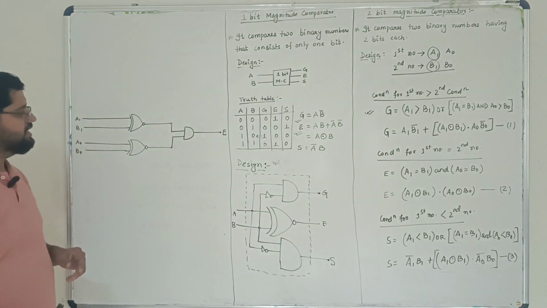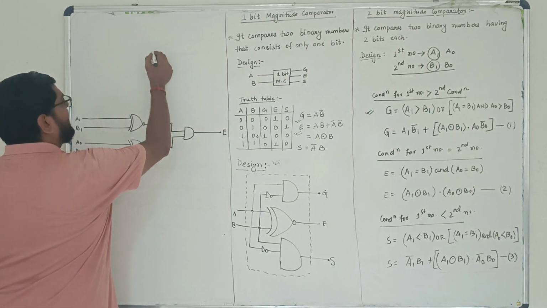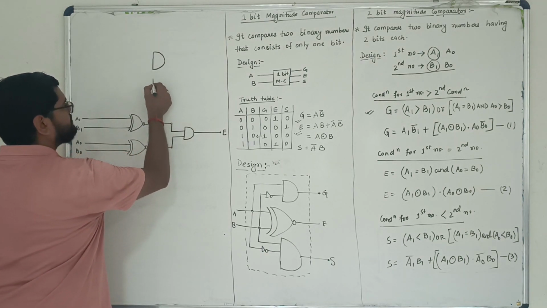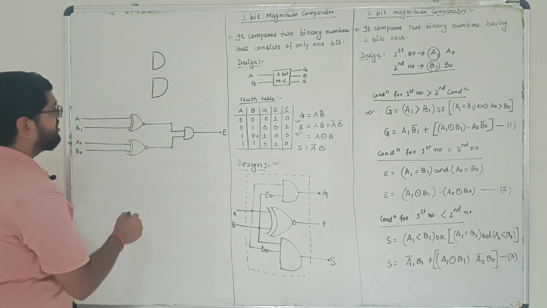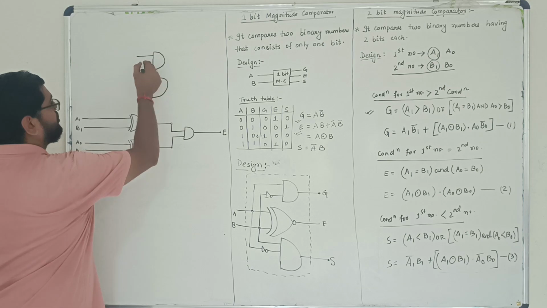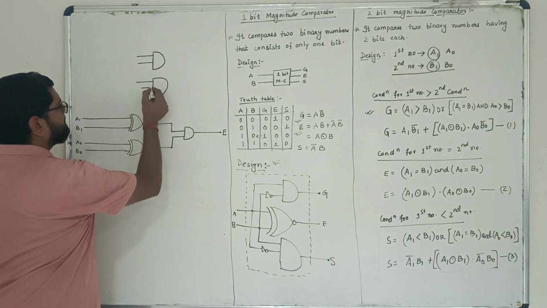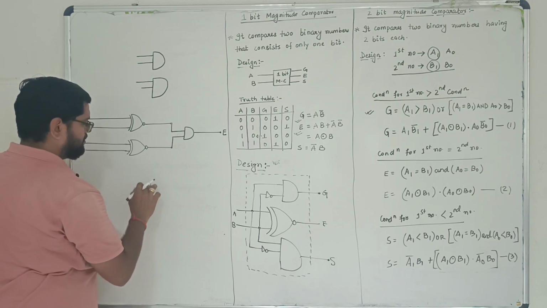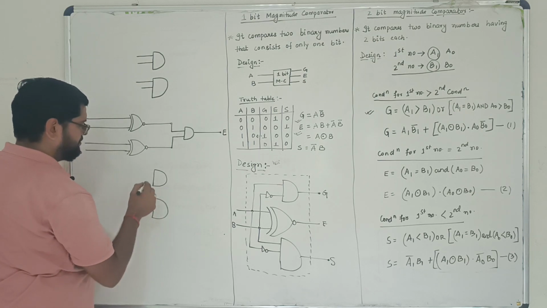Now once you have drawn the E part first, you will draw two AND gates at the top. This is the first AND gate, this is the second AND gate. Similarly, you will draw two AND gates at the bottom also. One AND gate over here. And I'll let you know why I am drawing it and what is the reason for doing that. Okay.